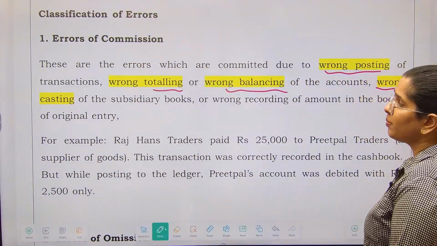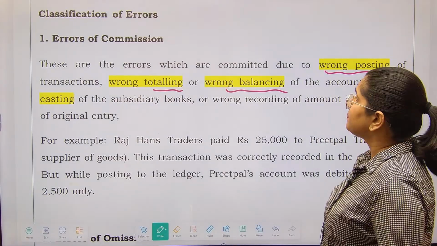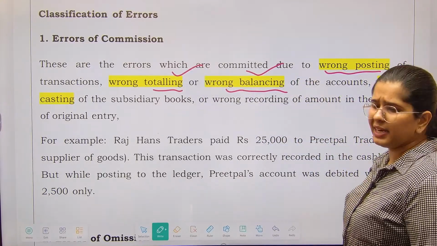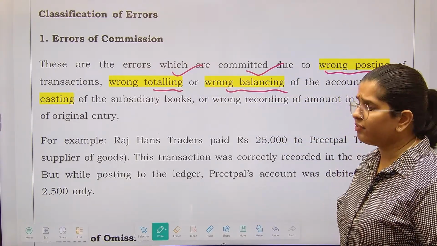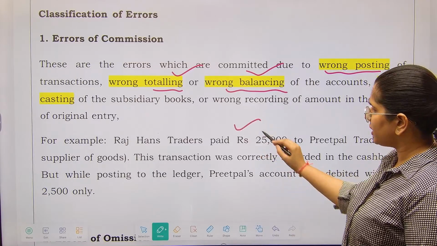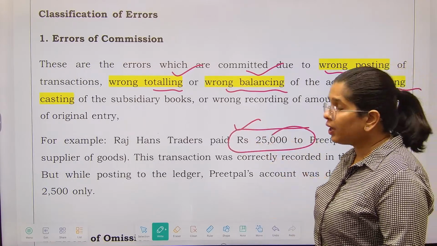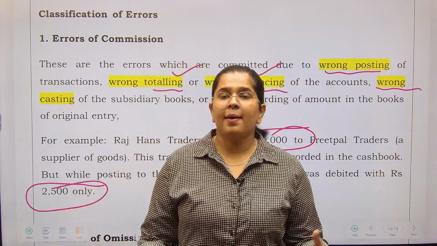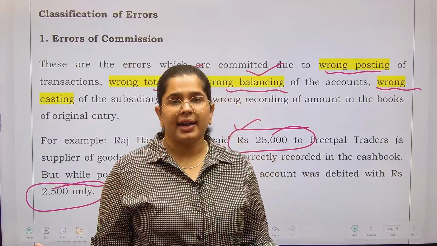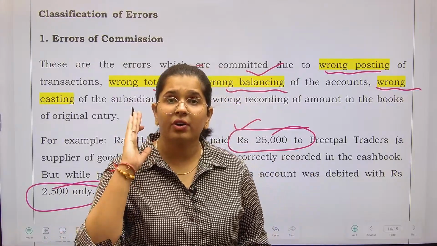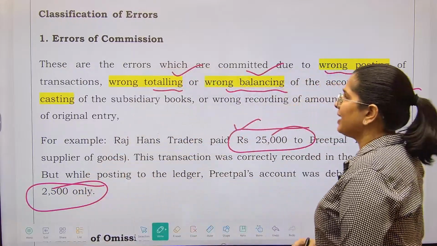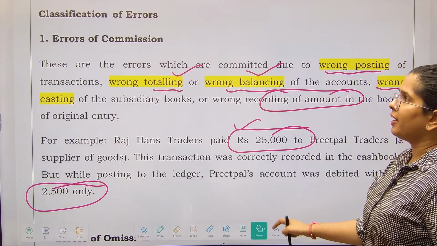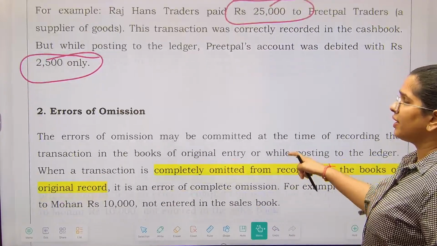So let us see errors of commission. We have seen that these are the errors of totaling, balancing, right? Basically the arithmetical related errors that you have done. For example, Rajhans Traders paid us 25,000 and you recorded it just as 2,500. ठीक है, someone paid you 25,000 and you recorded it as 2,500, so that is an error of commission. ठीक है, totaling, balancing as well as casting, wrong recording of the amount, all count as errors of commission.